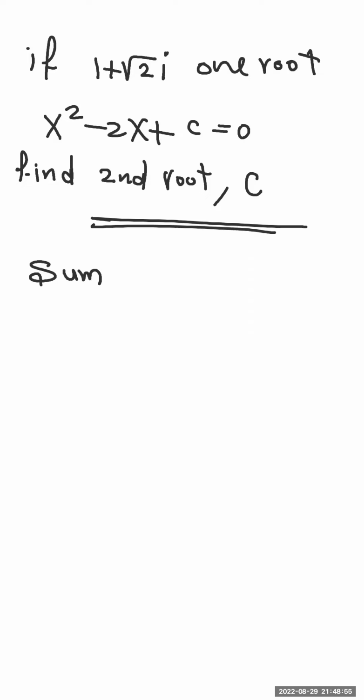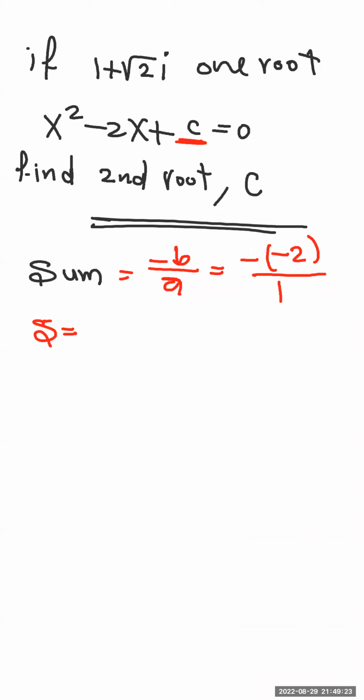Guys, here I am supposed to start by using the sum, because if I use the product, I will find the c variable, so I will get nothing. That's why I will use the sum. It will equal -b over a. So the sum of the two roots will equal -(-2) over 1, which means 2.